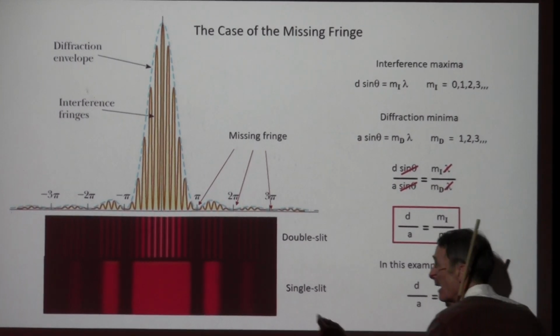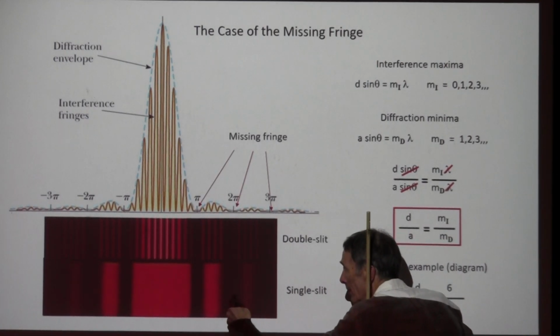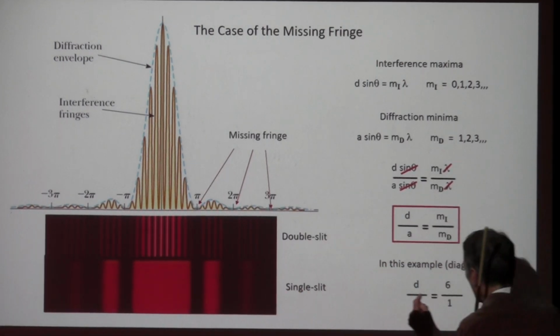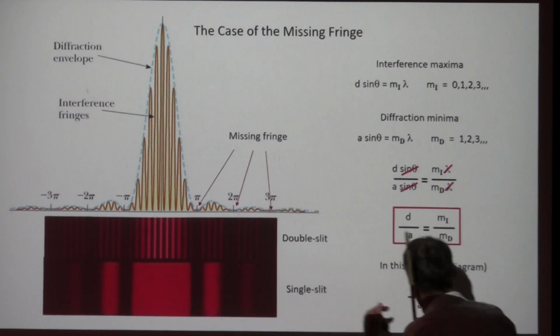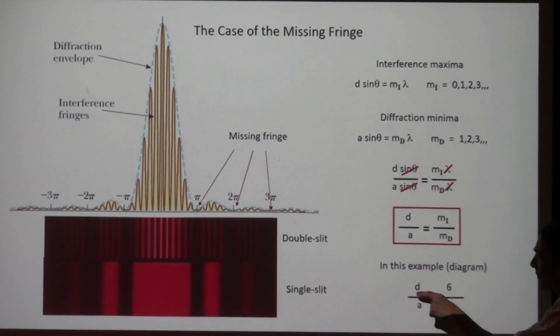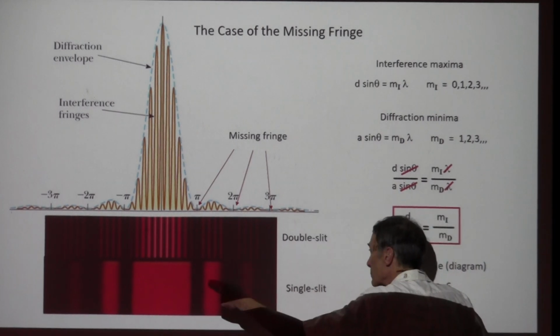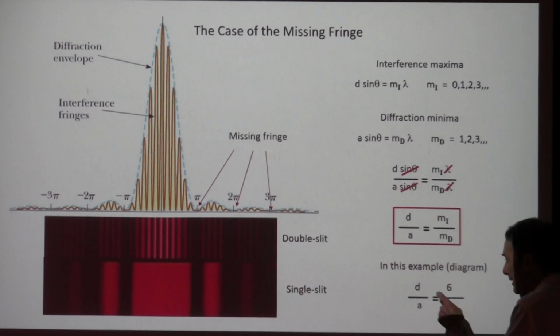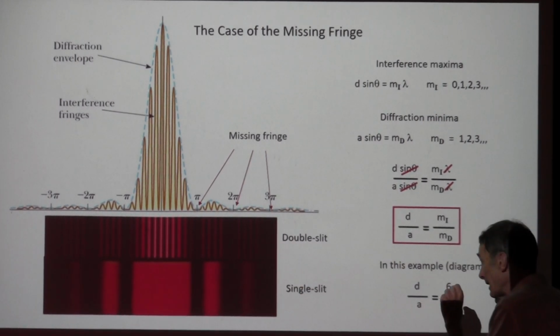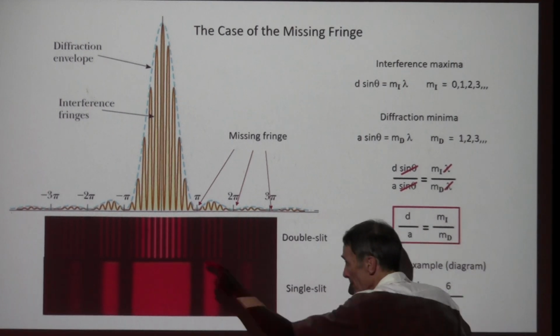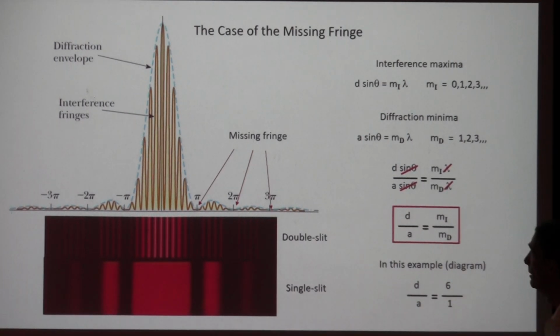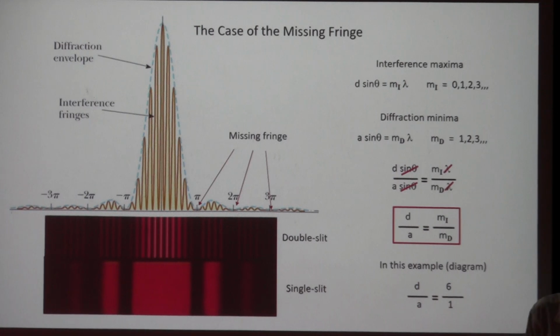It's going to repeat again. Your second one here is going to happen when you're over 12 fringes. So these are the case of the missing fringes. And so when I look at just this picture, I can't tell exactly what A and D are, but I can tell what the ratio is between these two diagrams.